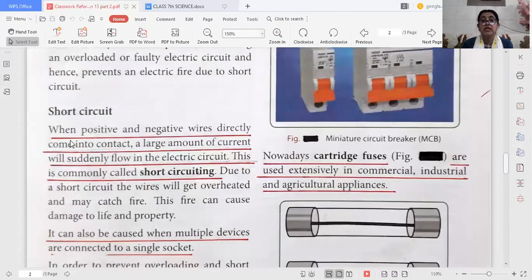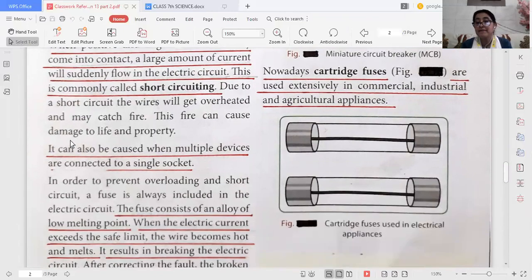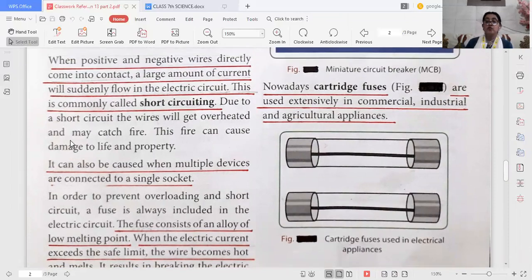Then nowadays cartridge fuses are also used. And what are these cartridge fuses? Where are they used? They are mostly used in commercial, industrial and agricultural appliances. You can see they are used there and they are known as cartridge fuses.